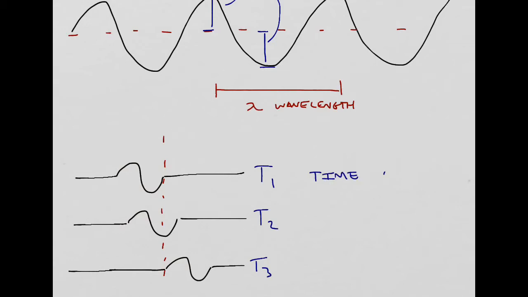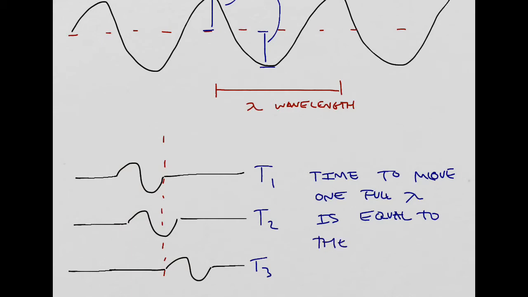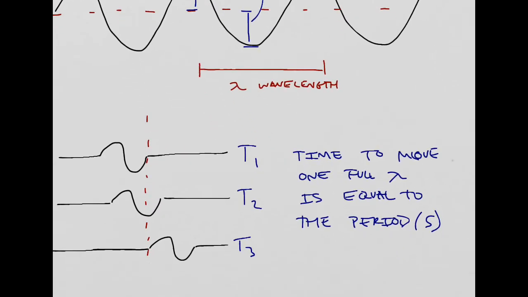Time to move one full lambda wavelength is equal to the period in seconds. Okay, great. So that's the relationship between wavelength and period.